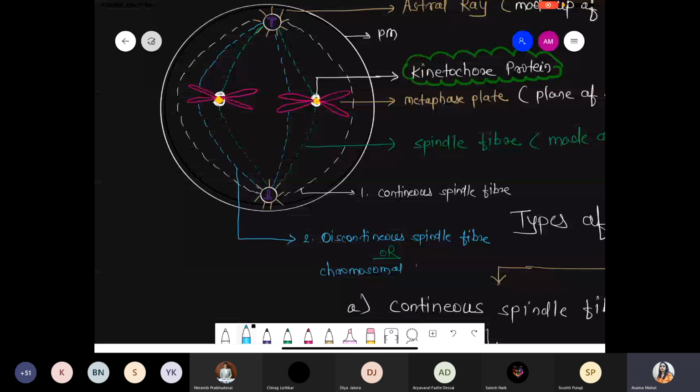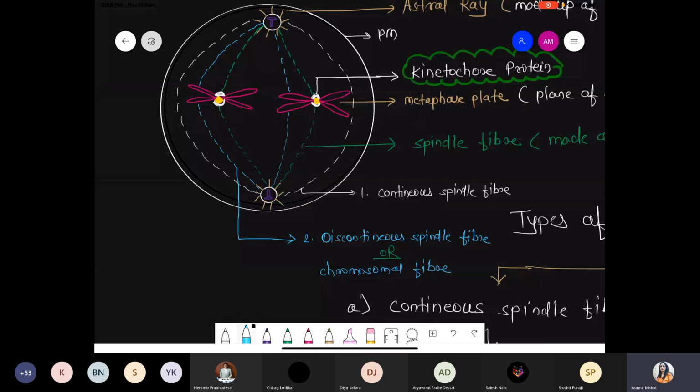It is also called the chromosomal fiber. Why do we call it the chromosomal fiber? Because that spindle fiber attaches to the chromosome. Spindle fibers are simply attached to the chromosome. That's why we call it the chromosomal fiber. They do not reach the second pole. Definitely they originate from one pole, but they do not show a connection.